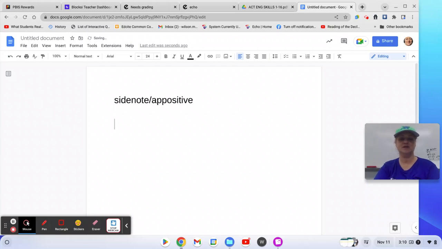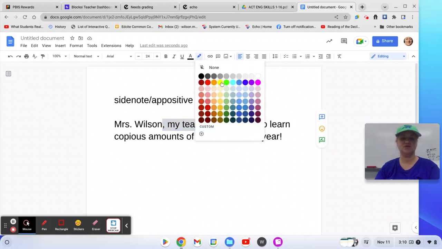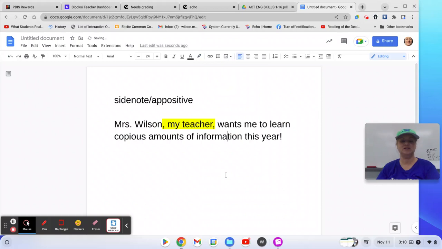Okay, so if I said, Mrs. Wilson, my teacher, wants me to learn copious amounts of information this year. Whatever is said second is the appositive or the side note, and it's surrounded by commas. So in this sentence, my teacher is the side note or the appositive.